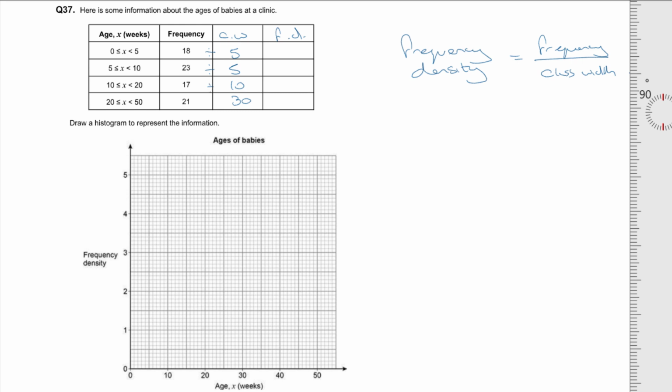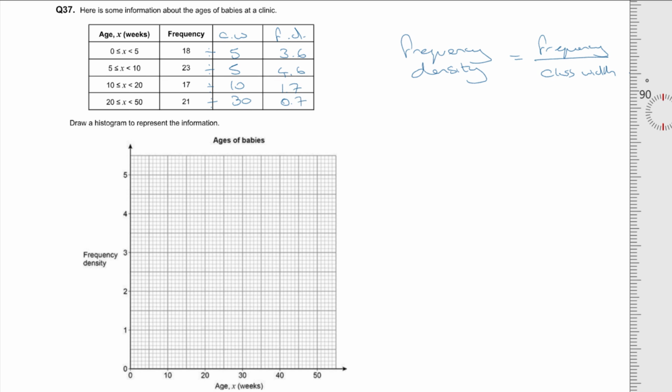18 divided by 5, 23 divided by 5, 17 divided by 10, 21 divided by 30. Right, so 18 divided by 5, double it and divide by 10 is the easiest way. So 18 times 2 is 36, divided by 10 is 3.6. Same thing with 23, double it is 46, divided by 10 is 4.6. 17 divided by 10 is 1.7. And then 21 divided by 30. Well, divide it by 3 first, it will be 7, divided by 10, it will be 0.7. Okay, so they're my frequency densities.